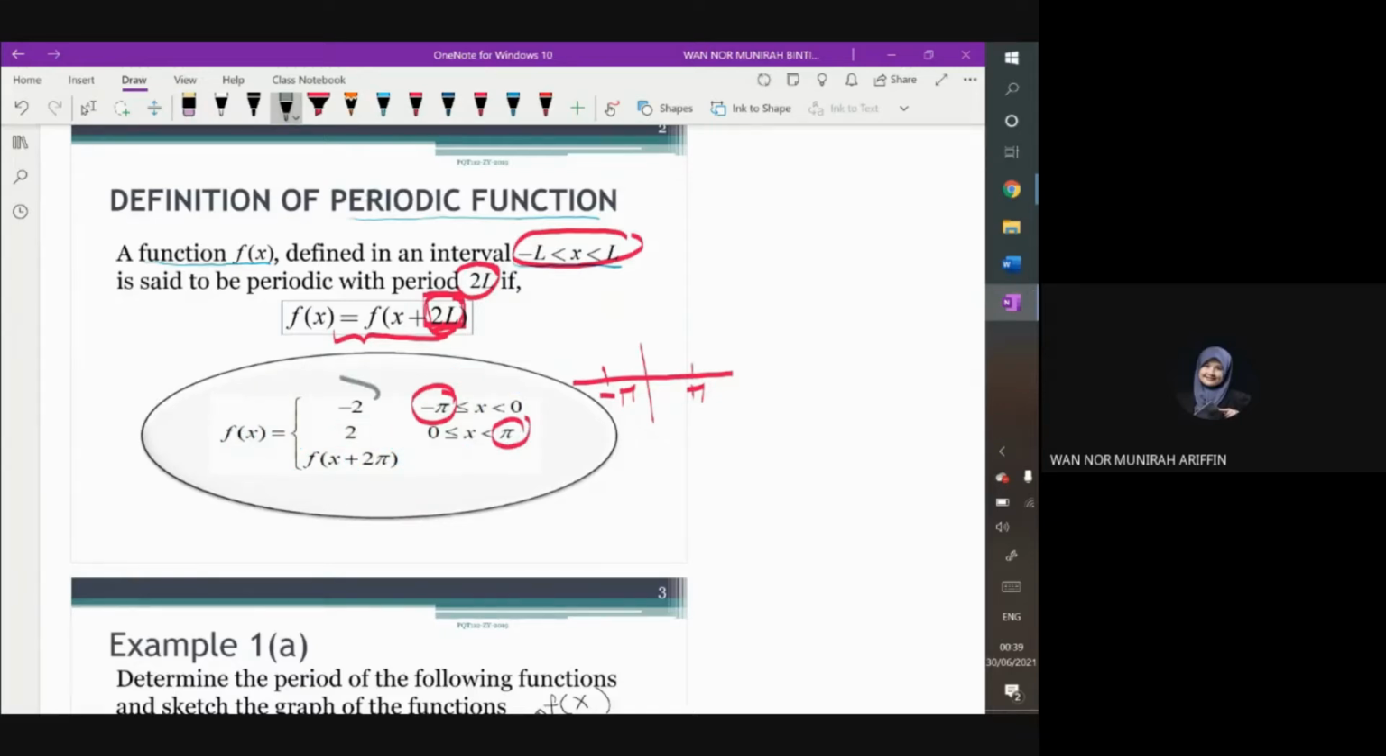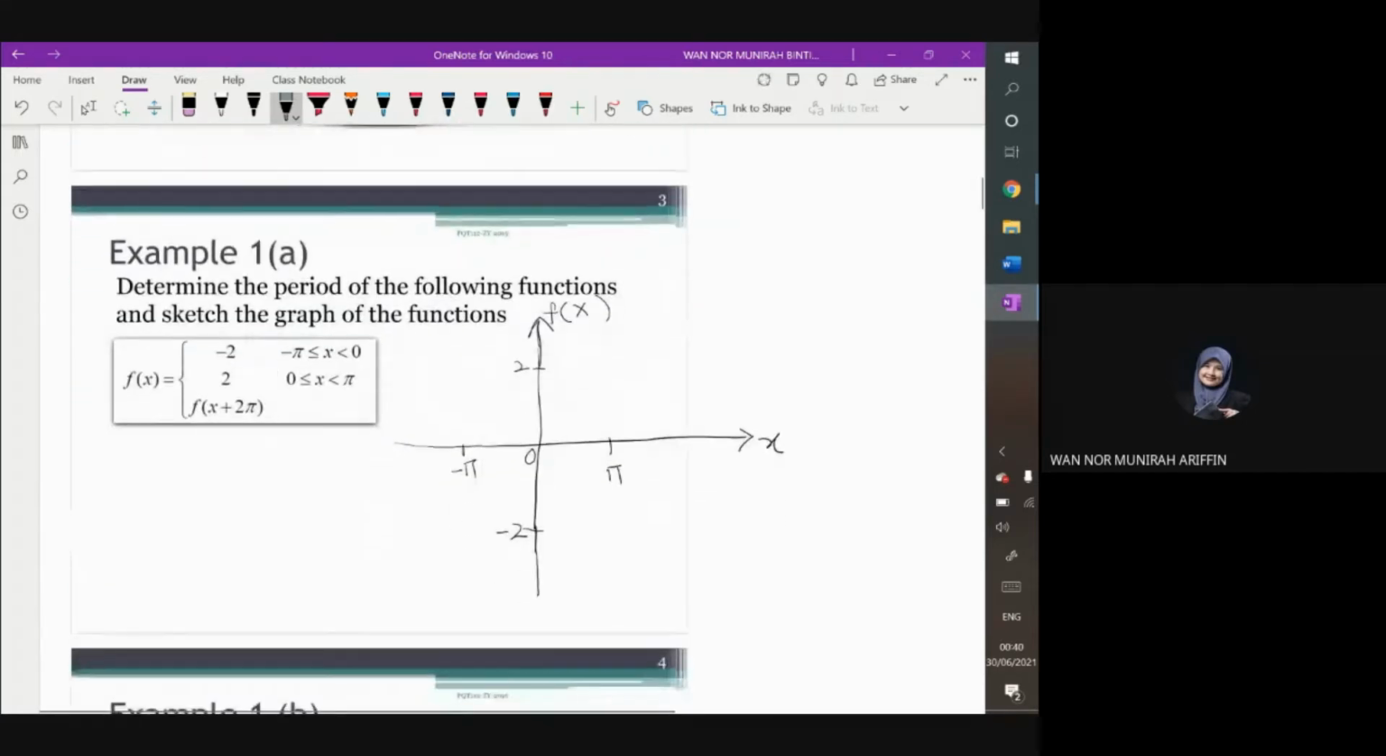So the function here will be repeated each time it travels along the 2 pi. From negative pi to 0 you have the distance of pi, and from 0 to pi you have another distance of pi, so that you will have 2 pi. That is why we put here 2 pi. 2 pi is the period. So let's discuss how we say we have a function and then a periodic function. Let me show you.